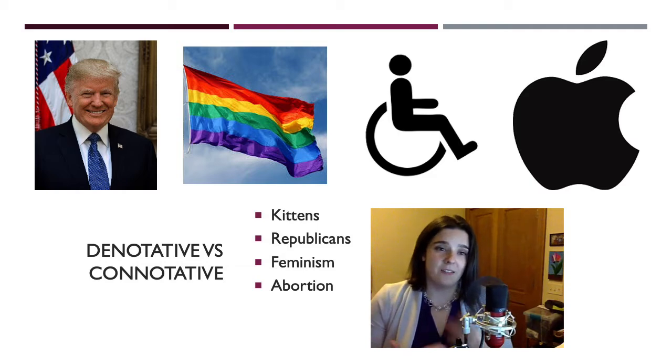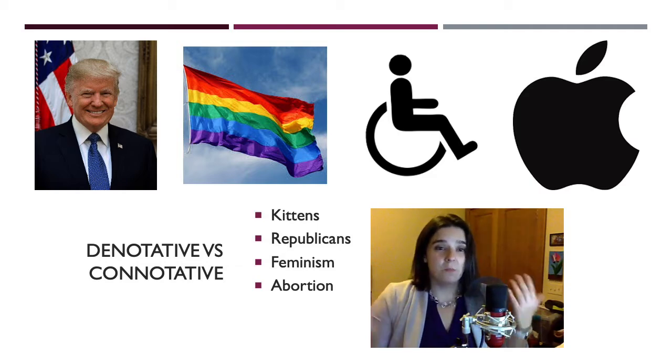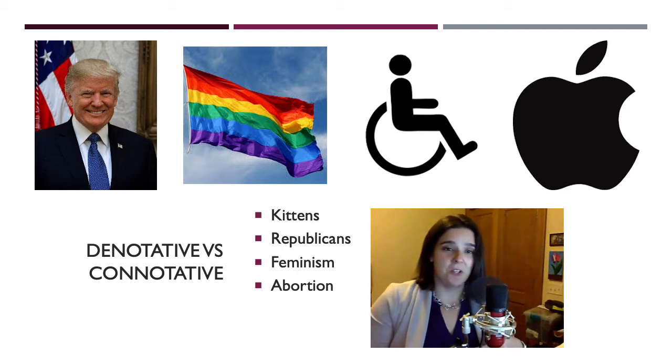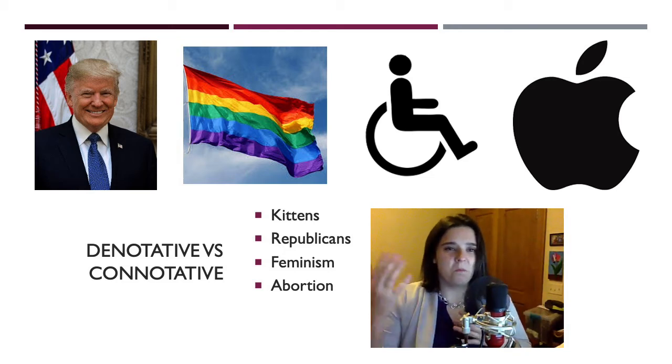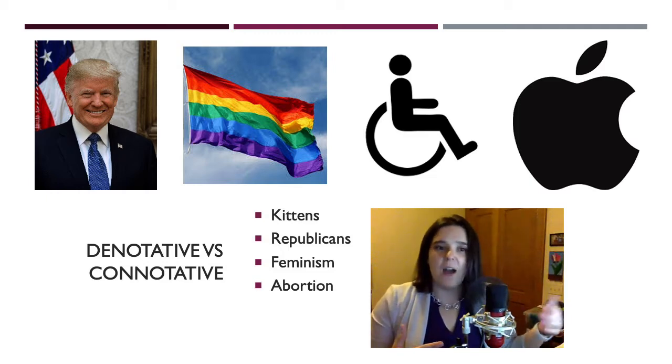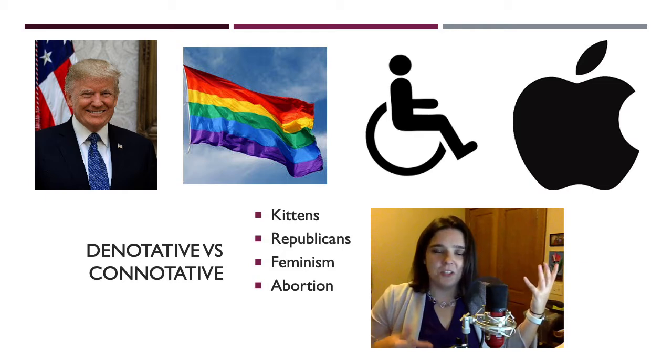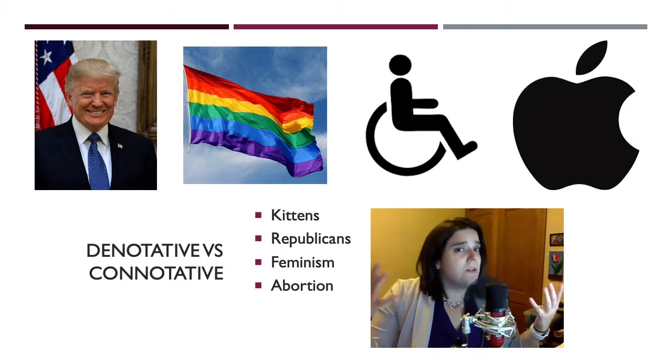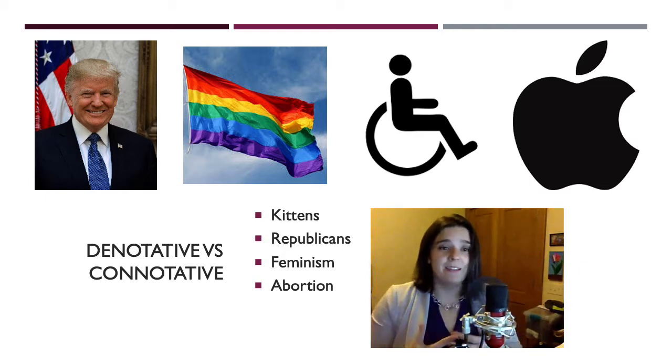And when I teach this class face-to-face, I put a bunch of words on screen and I start with an easy one. And we go denotative definition. Okay, connotative definition. We get to kittens. Kittens are pretty easy. Apple products, pretty easy. Disabled symbol, pretty easy. Pride flag, okay. Now we're getting into some more connotative definitions. Trump, he's got a few of those going on. And then we get into things like Republicans, feminism, and abortion.